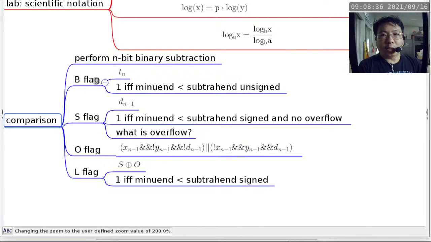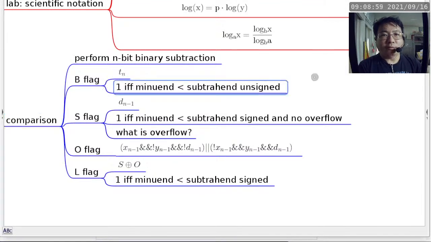The B flag is really just T of n. Now n is referring to the width of the binary subtraction. Once you are done with a binary subtraction, the B flag is basically T of n. If you look up the T row, it is the most significant bit of the T row, for bit n. The meaning of the B flag is it is a 1 if and only if the minuend is less than the subtrahend, unsigned. Using our terminology, the minuend is x and the subtrahend is y.